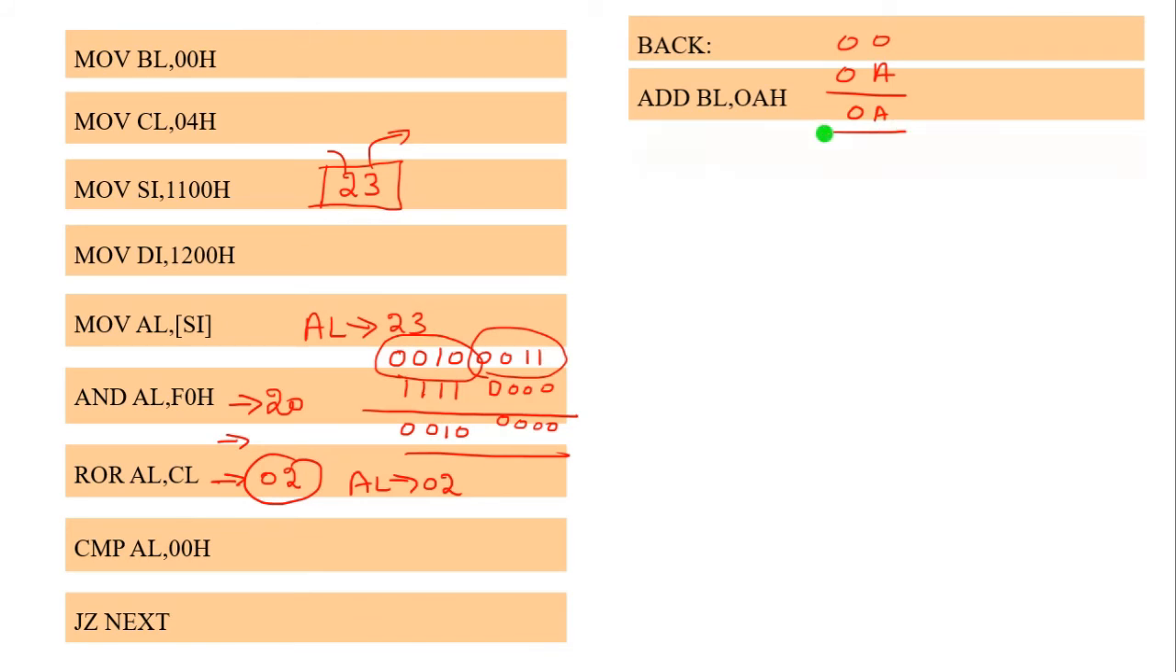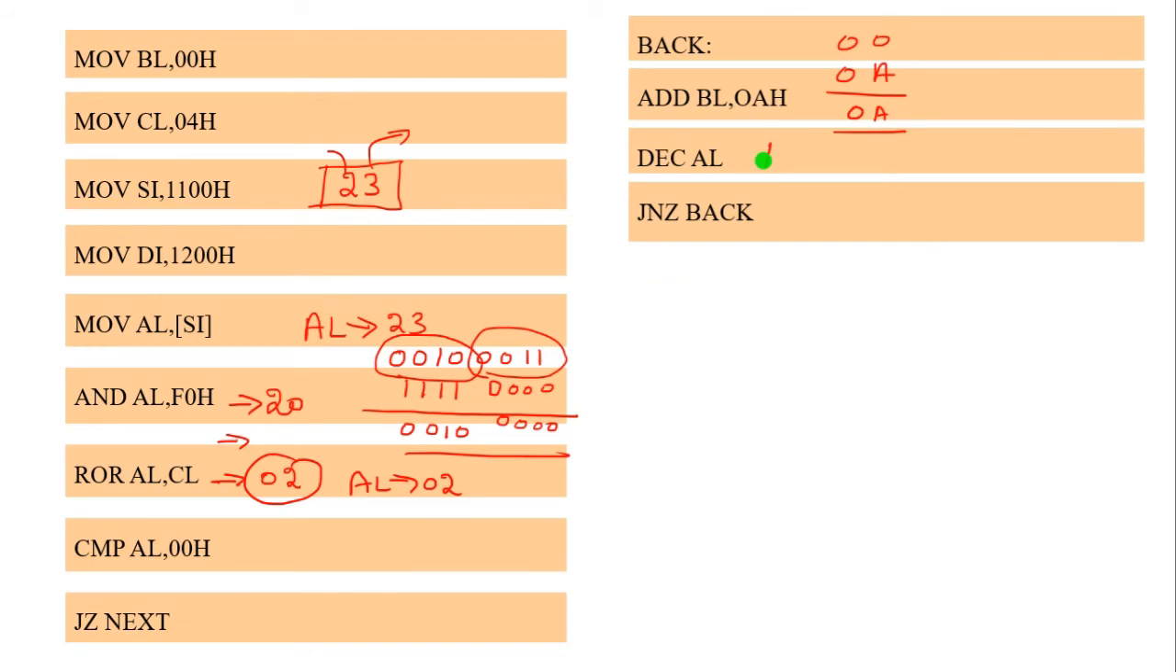Next, after that, decrement AL. Initially the AL value is 2. After this decrement the value becomes 1. Then again we check the AL register. The AL register is not equal to 0. That's why the loop is performed once again. After that, addition of BL, 0A. Now the BL register value is 0A. Once again we add 0A here. The result is 20, and the equivalent hexadecimal number is 14.